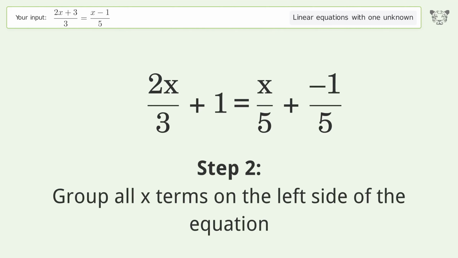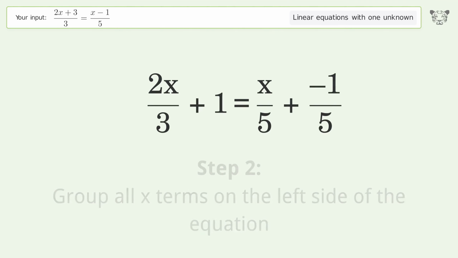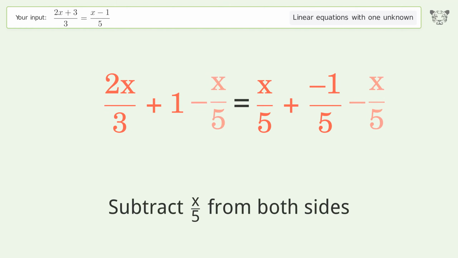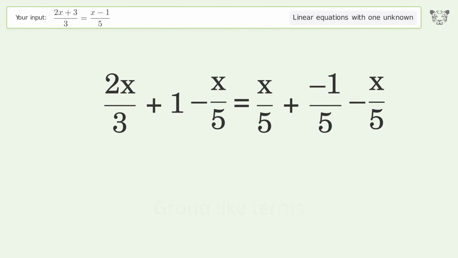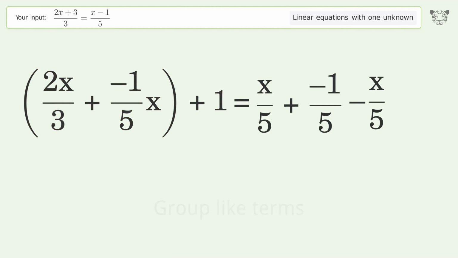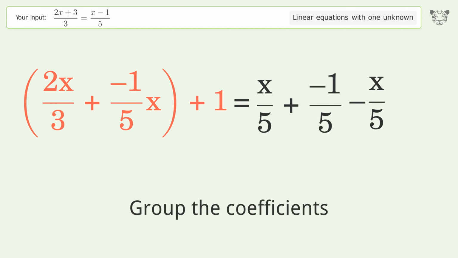Group all x terms on the left side of the equation. Subtract 10/5 from both sides. Group like terms. Group the coefficients.